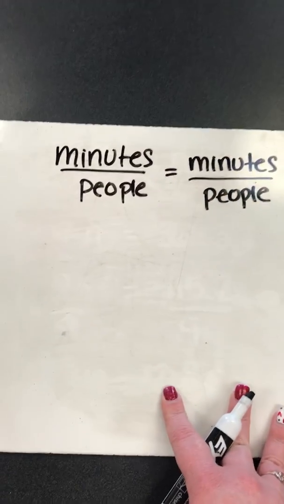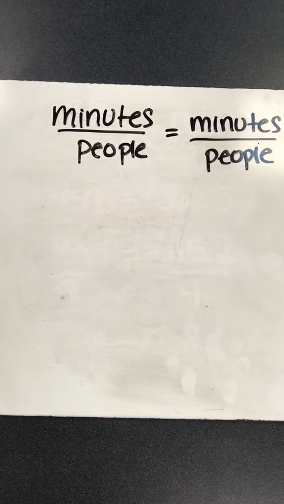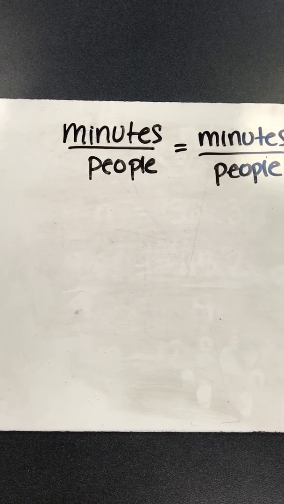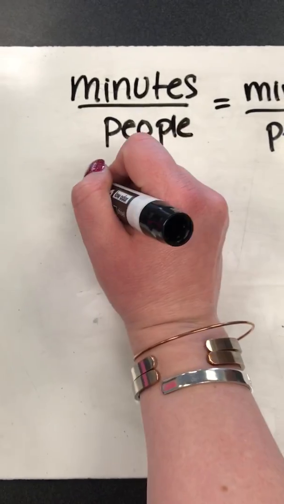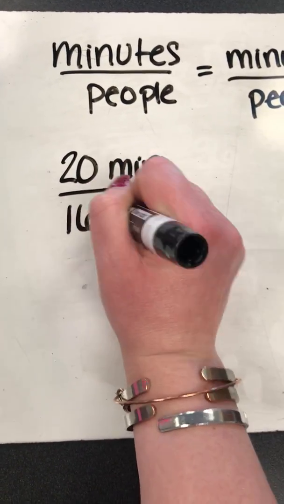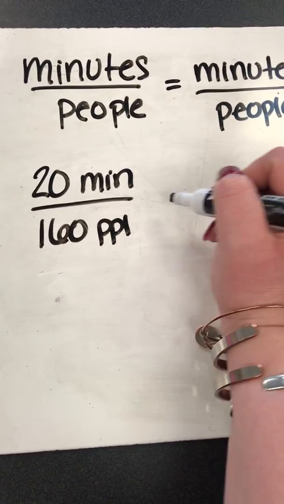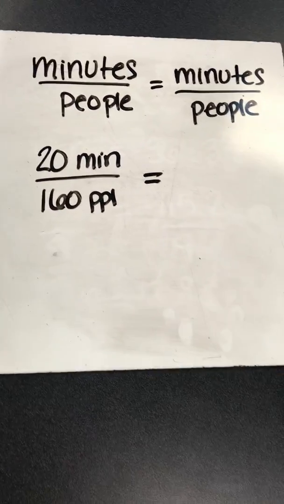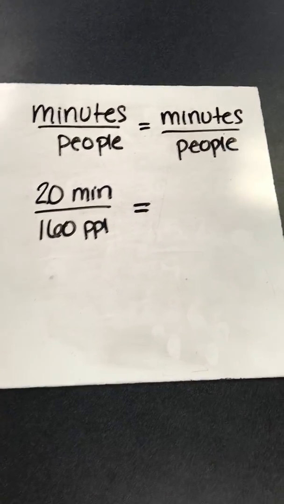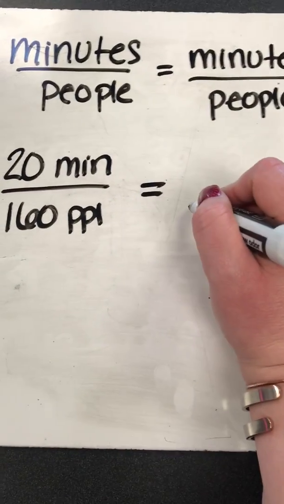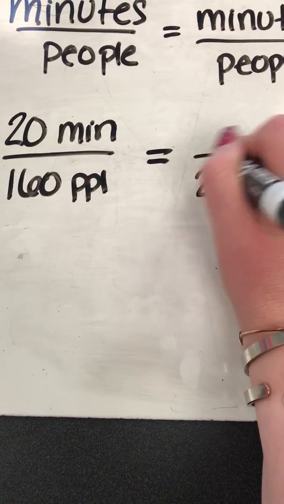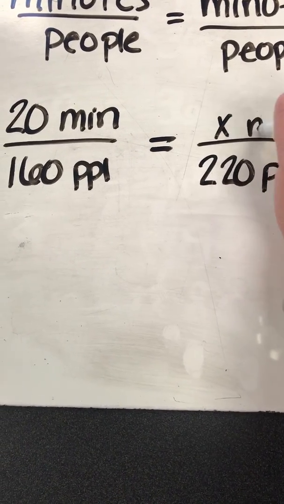All right, so the first thing we're going to do is we're going to fill in the rate that we know. So the wait time to ride a roller coaster is 20 minutes when 160 people are in line. So we know that it takes 20 minutes if there are 160 people in line. And we want to know how long is the wait when 220 people are in line. So we know that there are 220 people in line, which means that the 220 is going to go in the denominator. And since we don't know how many minutes, we'll use a variable.